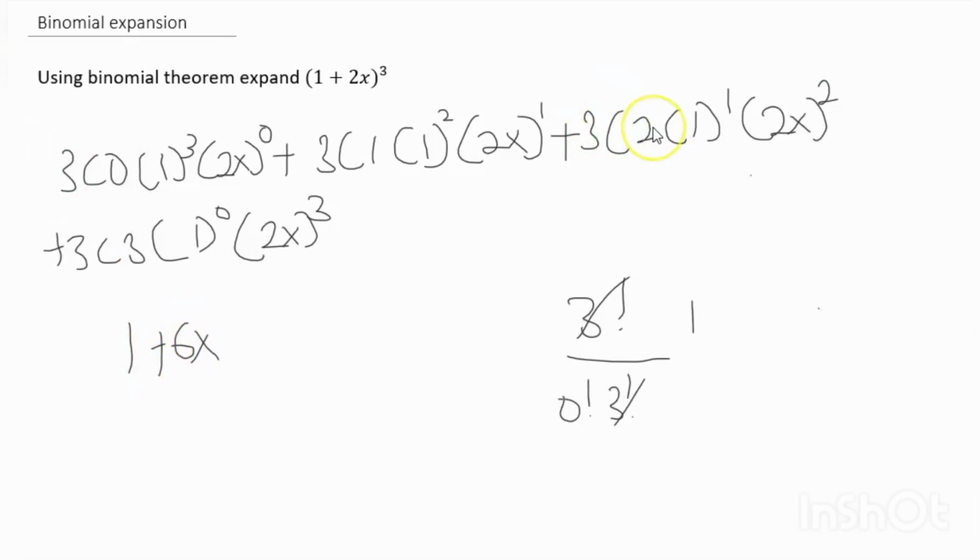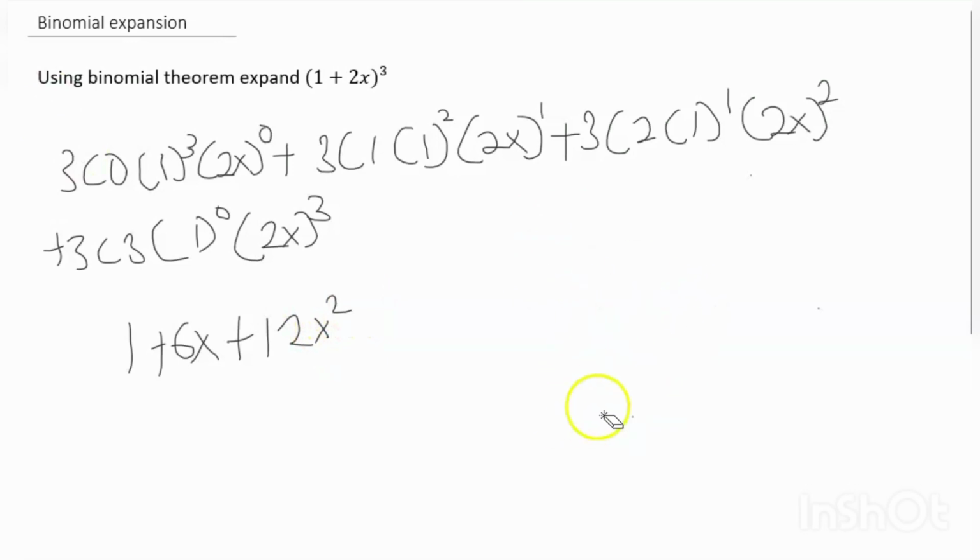Then 3 combination 2. 3 combination 2 is 3. 3 multiplied by 2x squared. Well, 2 squared is 4. 4 multiplied by 3 is 12. So that will be 12x squared. So we have plus 12x squared.